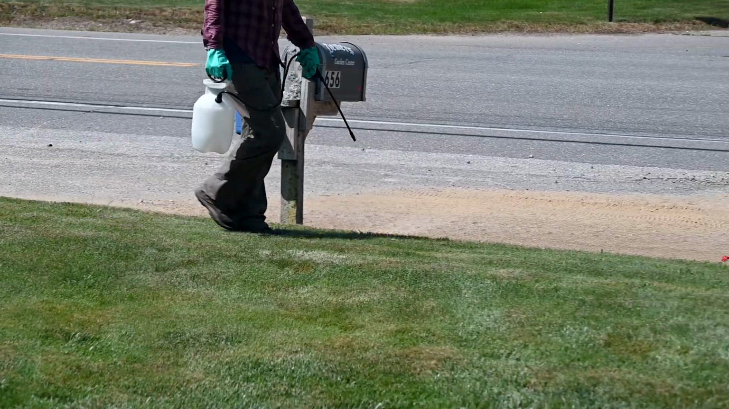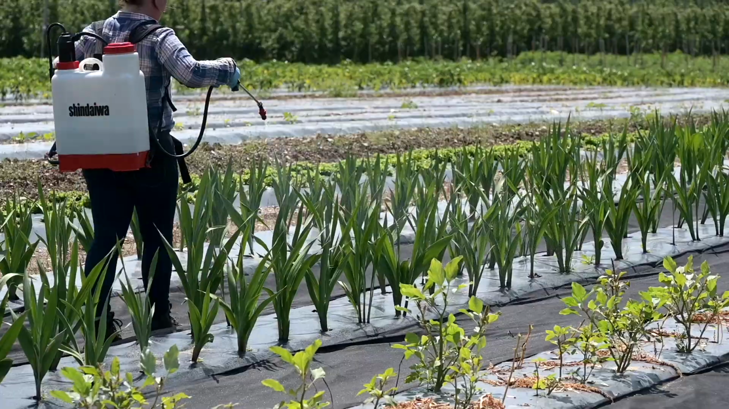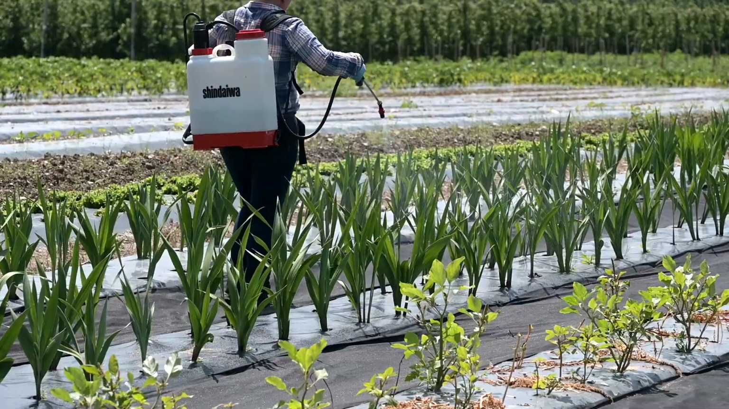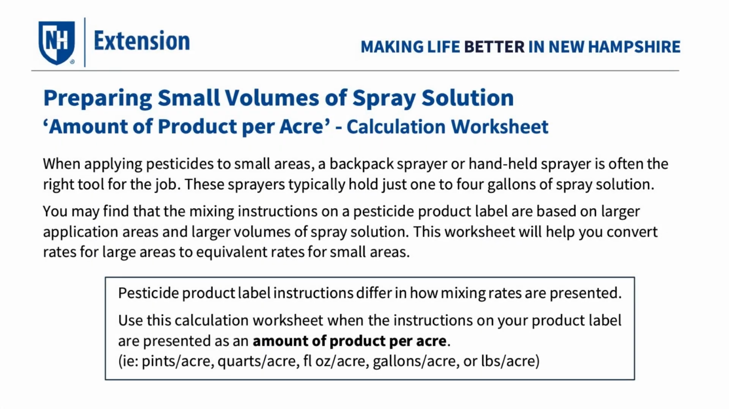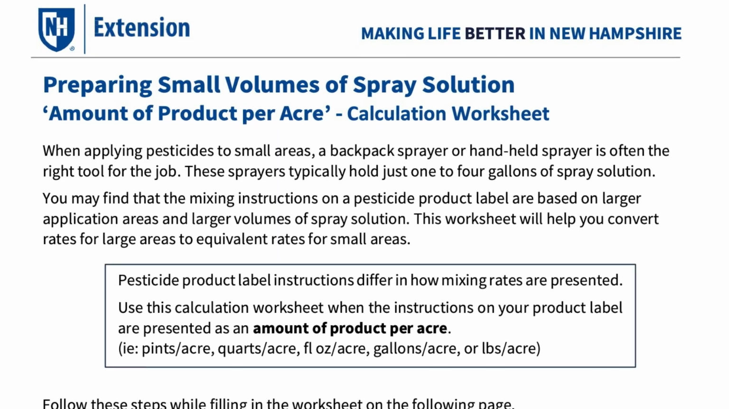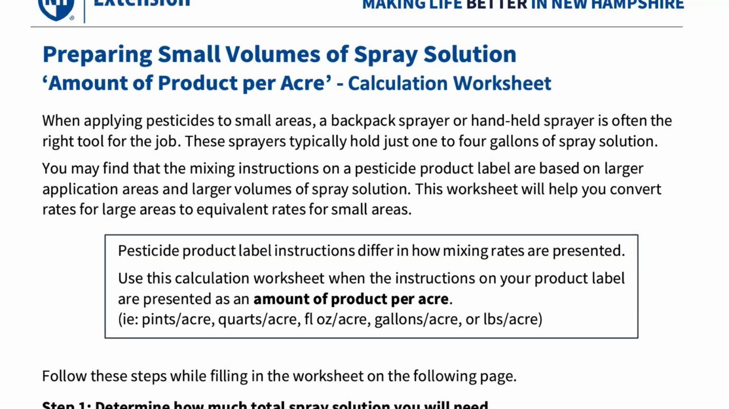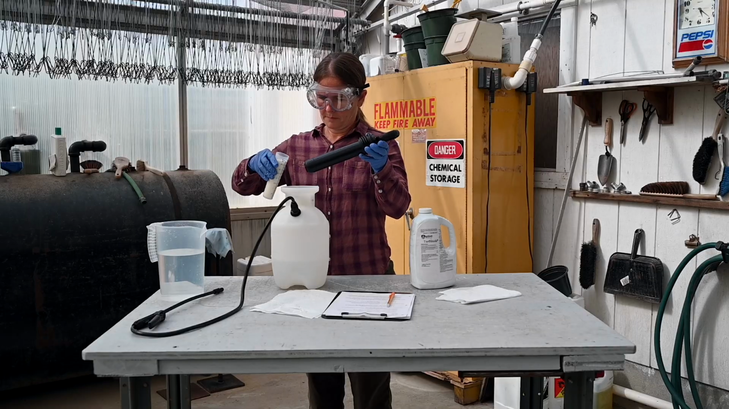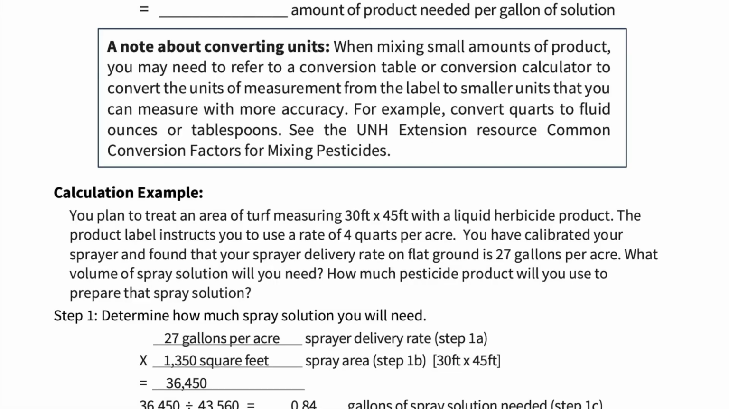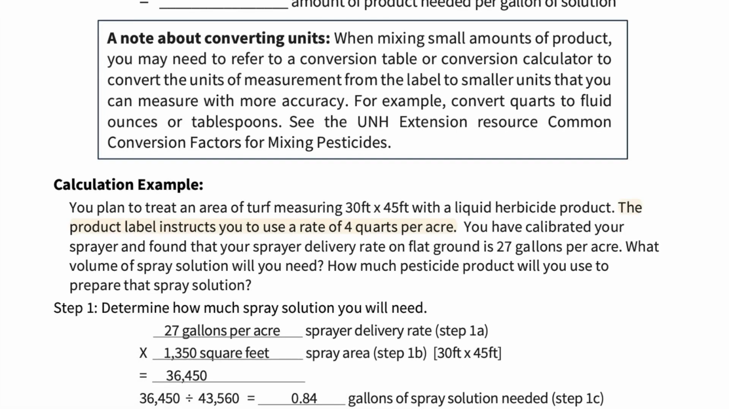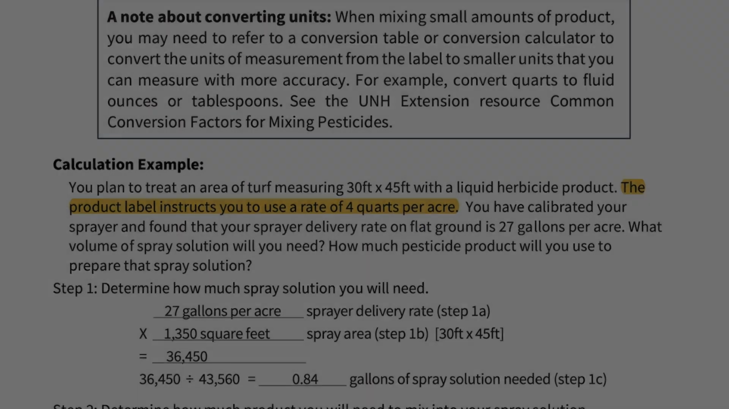As with any application, record keeping is an essential and required part of any program. A good management practice is to record information on the equipment you'll be using, as well as the application rates and amounts for future reference. In this video, we will be using the worksheet designed for label rates that are presented as an amount of product per acre of sprayed area.